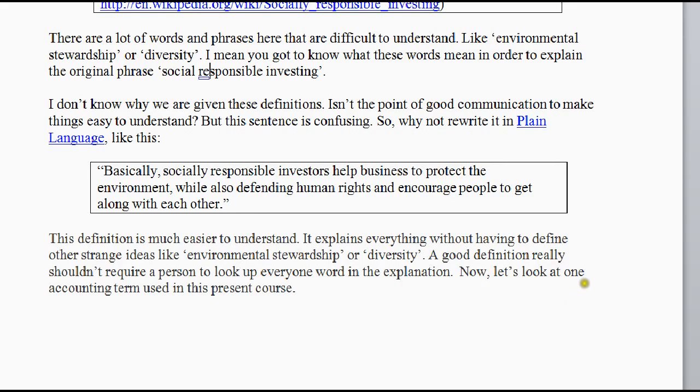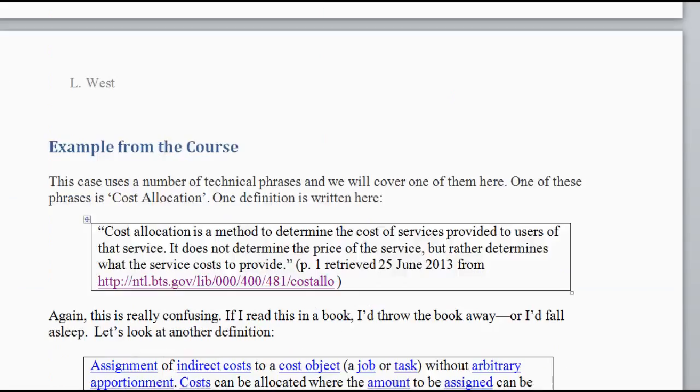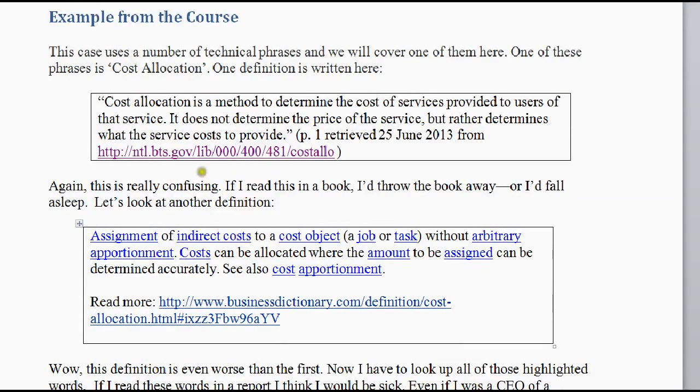Now let's look at one accounting term used in this present course. This course uses a number of technical phrases, but of course the word cost allocation is often used most of all. And a definition is: cost allocation is a method to determine the cost of services provided to users of that service. It does not determine the price of the service, but rather determines what the services cost to provide. Again, this is really confusing. If I read this in a book, I'd throw the book away or I'd fall asleep.